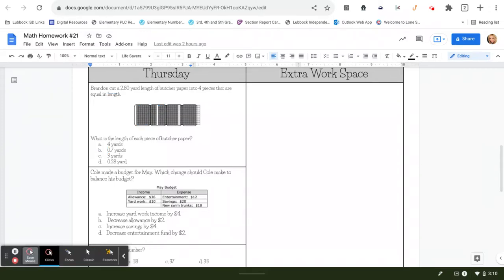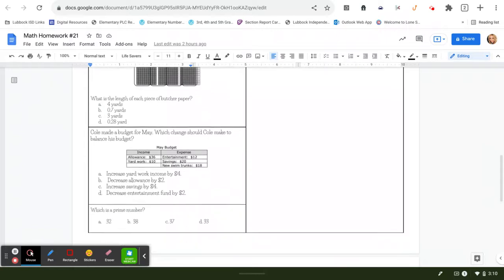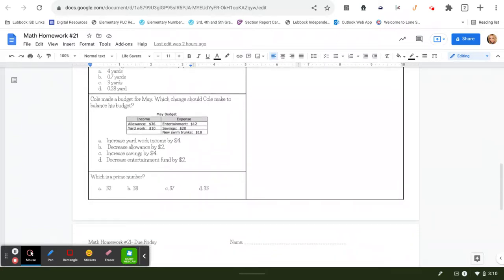I put the budget problem on here for the next one because we kind of forgot how to do budget when we were doing our Cambium practice last week. So let's see. It says Cole made a budget for May. Which change should Cole make to balance his budget? So remember, a balanced budget means that the income is equal to the expense. Even if he's putting some in savings, he's accounting for every single penny.